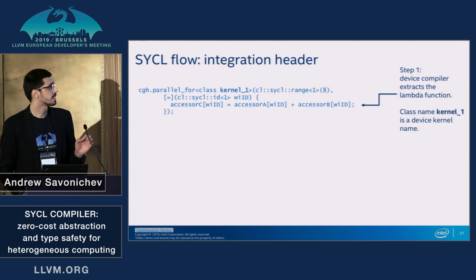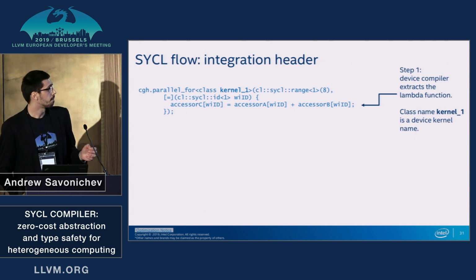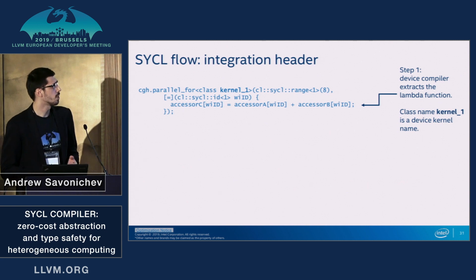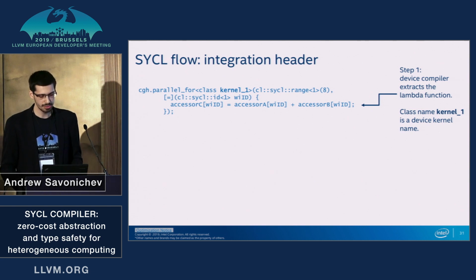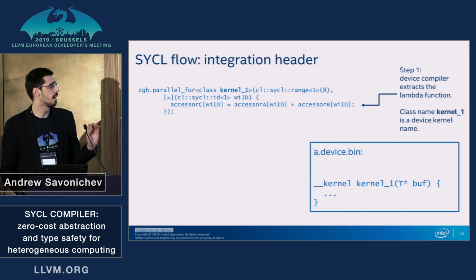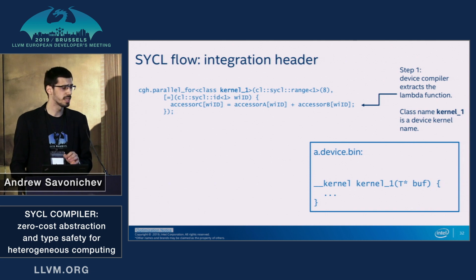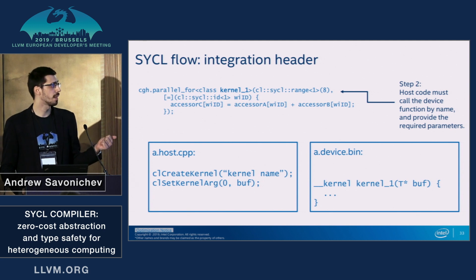Now, let's discuss another thing that we implemented: how the device code and the host code actually interact. In the CPP file, we have a parallel for and a lambda inside. The device compiler extracts this code and makes it into a device binary. So what does the host code need to do? It needs to take this device binary and create a kernel. For example, here we have the OpenCL backend. There could be other backends. But to create a kernel, we need a kernel name, and we need to set up parameters.